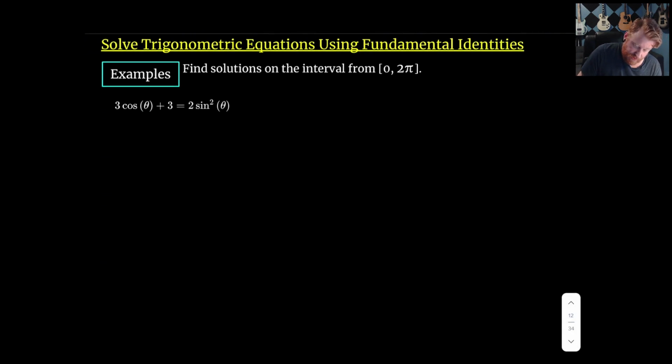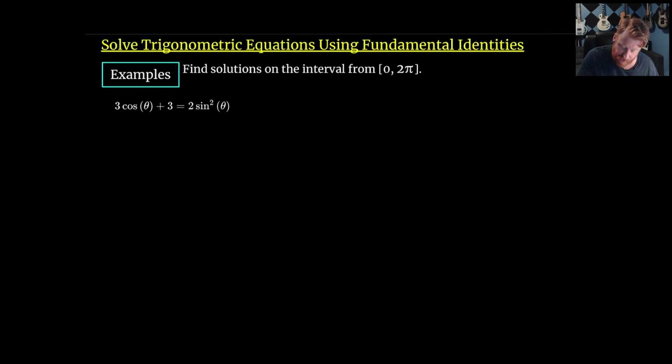All right, let's take a look at using a different fundamental trig identity for this one. Again, we're asked to find solutions on the interval from 0 to 2 pi, so we don't need to find all solutions. But I'm noticing that there's a cosine and a sine squared, so I have two different trig functions here. If I just had a single trig function, then I might have a better chance of solving this. So that's what I'm going to do.